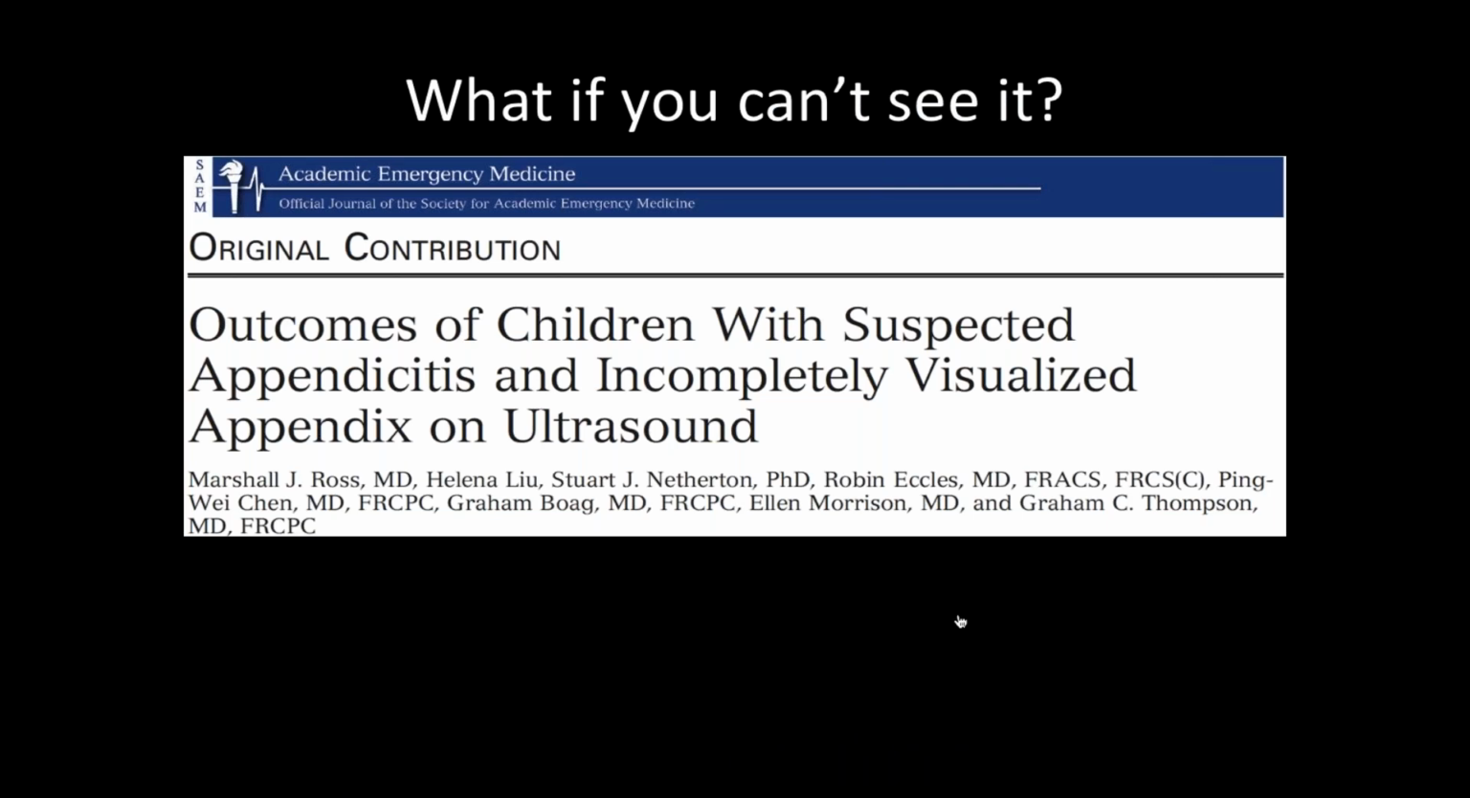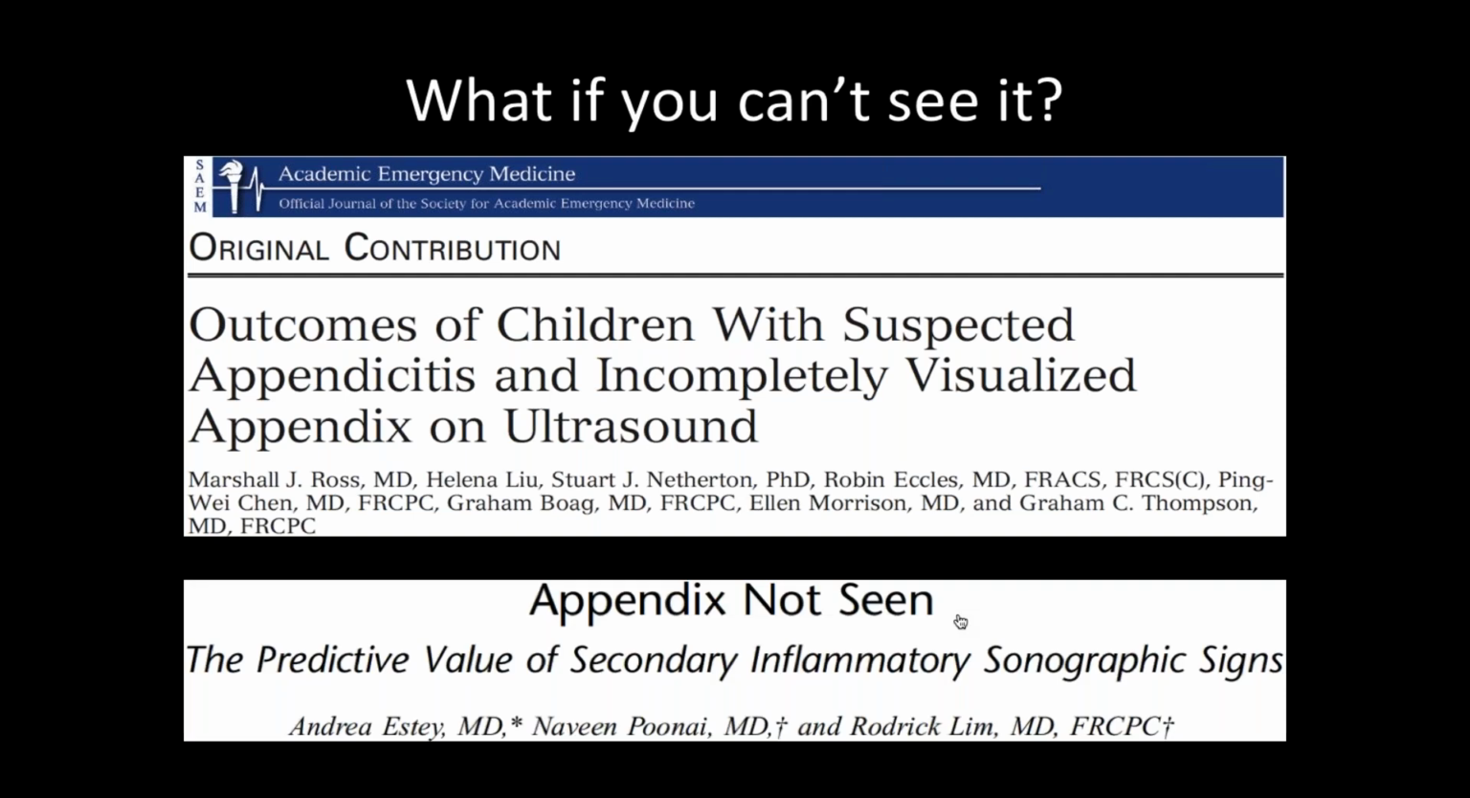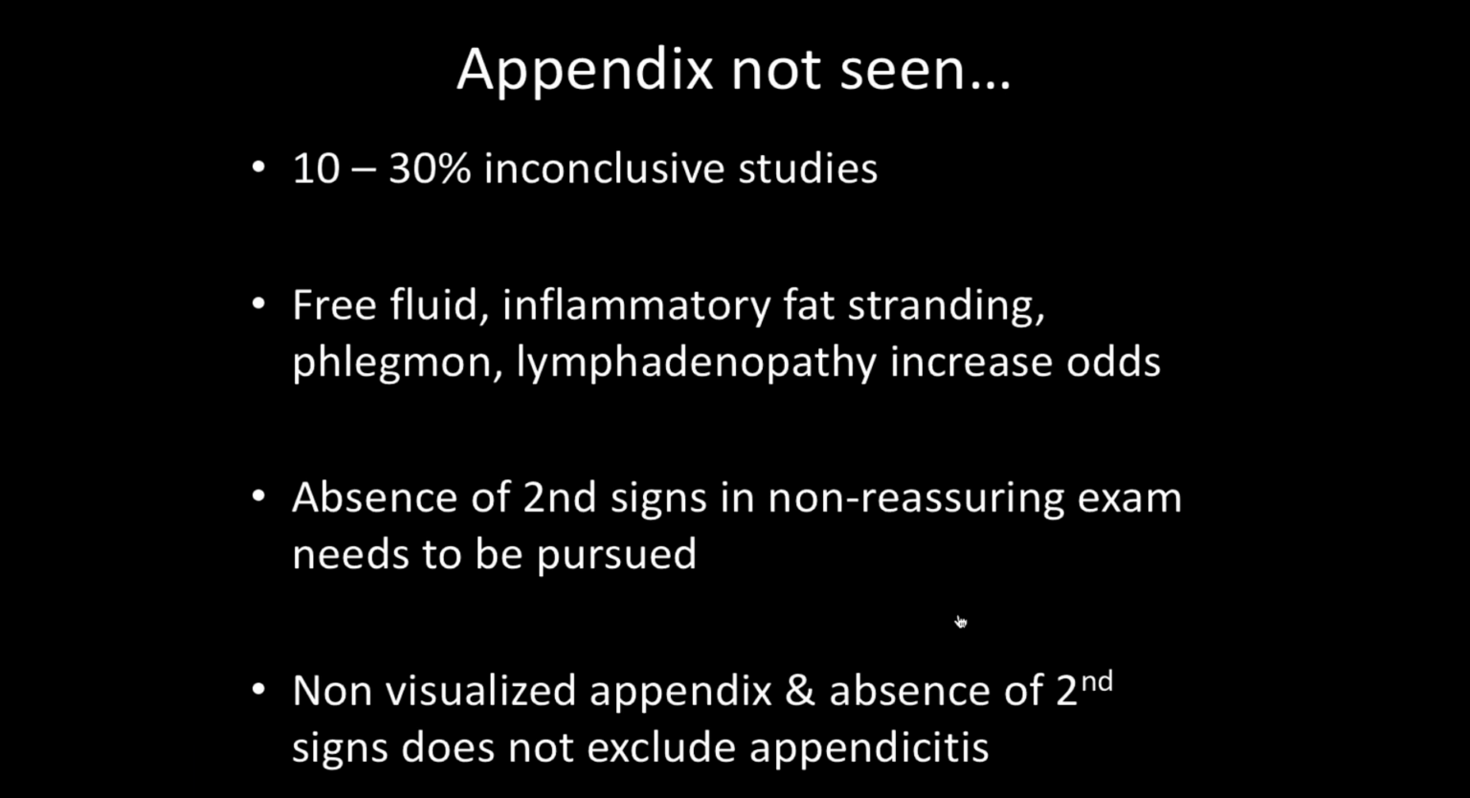All right, so that's a lot of abnormal appendices there. I'm going to go through one of the questions that comes up when you are scanning. What happens when you don't see the appendix? What are the outcomes of these children? And then the next question is, what if you're not seeing it, but you're seeing secondary signs, and many of those we've already looked at? What happens when you see these things?